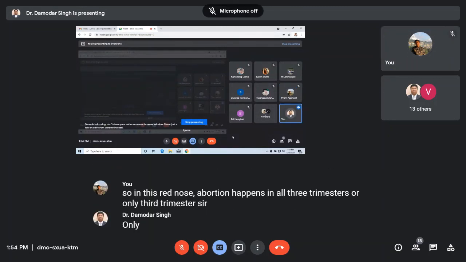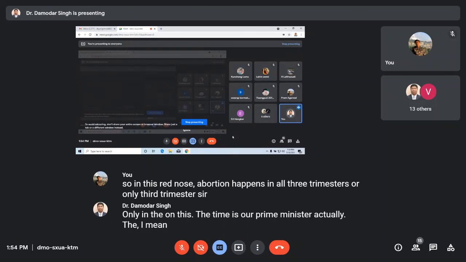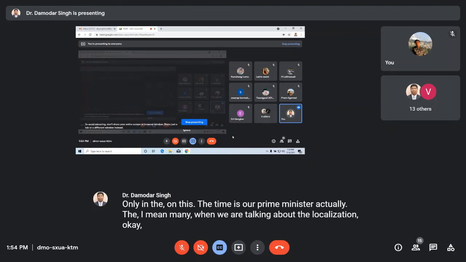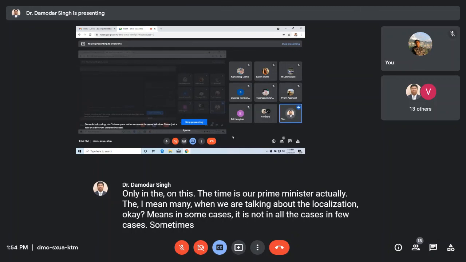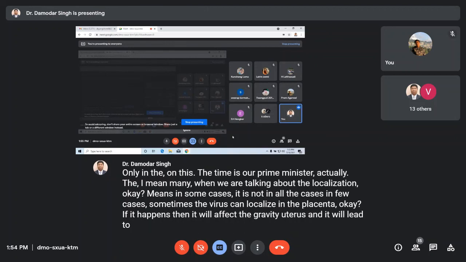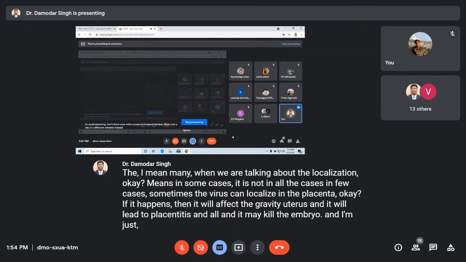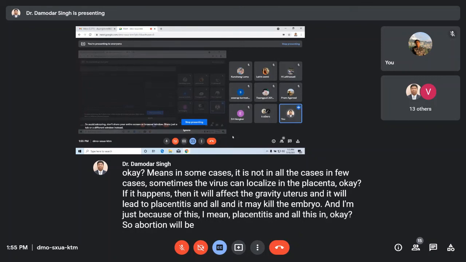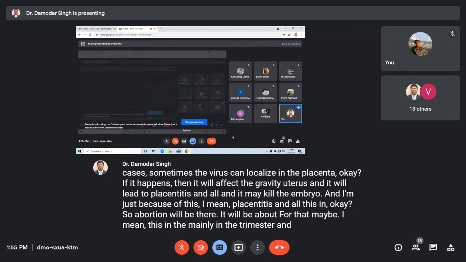Only in the third trimester, actually, mainly when we are talking about the localization. In some cases, not in all cases, the virus can localize in the placenta. If it happens, then it will affect the gravid uterus and lead to placentitis, and it may kill the embryo. The embryo will die because of this placentitis, so abortion will occur. That may be mainly in the third trimester, right?